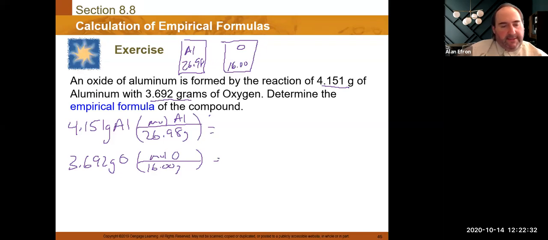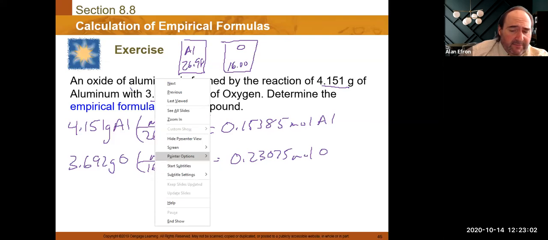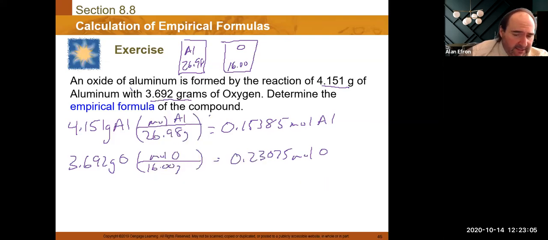So if we do that, we get 0.15385 moles of aluminum, and 3.692 divided by 16 looks like 0.23075 moles of oxygen. Here again, we're going to divide by the smallest number of moles. It looks like oxygen. No, it looks like aluminum is our smallest.